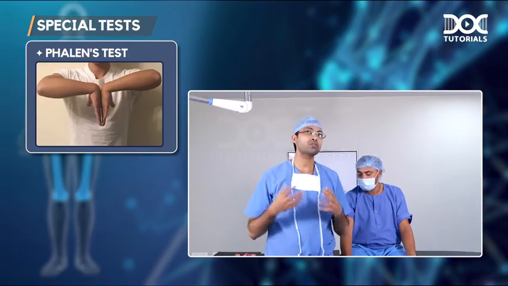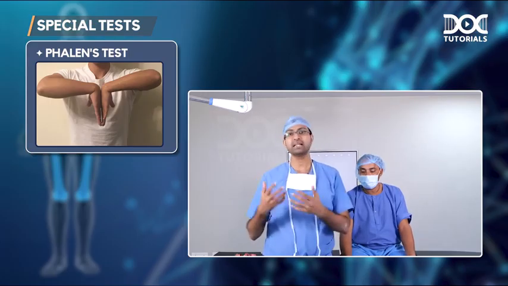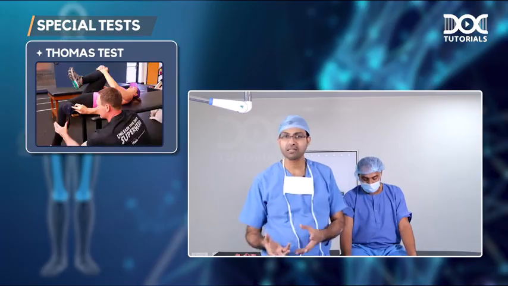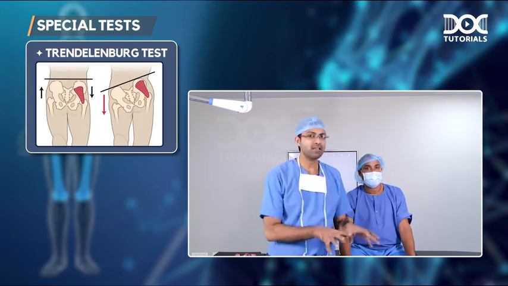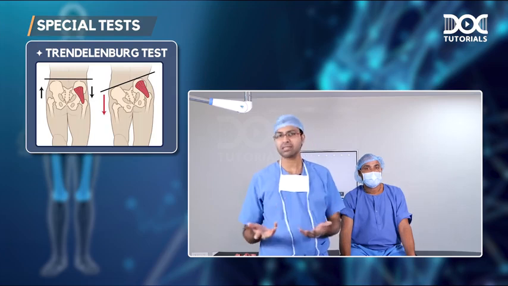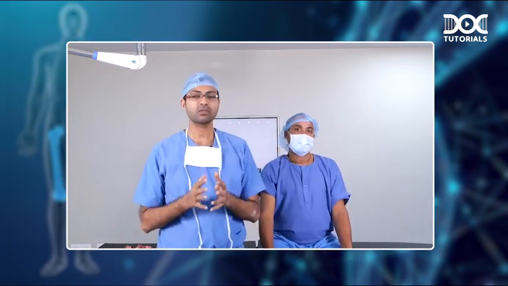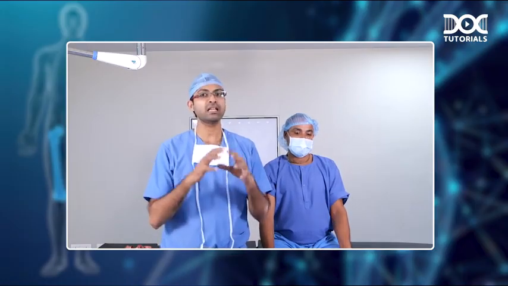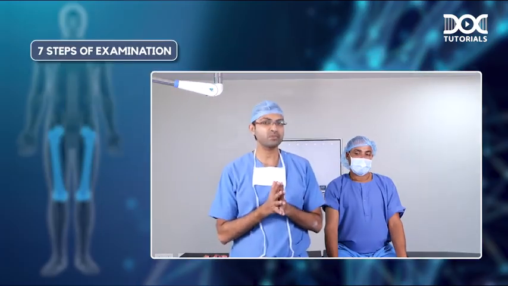If you are suspecting thoracic outlet syndrome, which test will you do? You have to do the Adson's test. If there is a problem in the hip joint, you can do the Thomas test and the Trendelenburg test. So depending upon the case scenario, you can do special tests. This is not very important. I am just telling you for completion's sake so that you get an idea of how the orthopedic examination is done as a whole. So to summarize, what are the 7 steps you have to do?